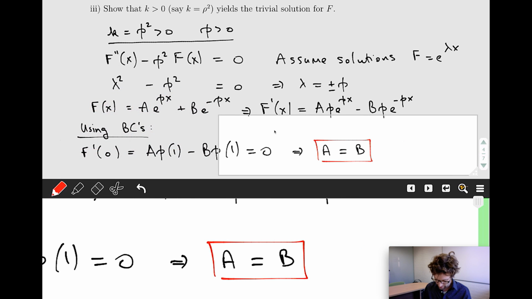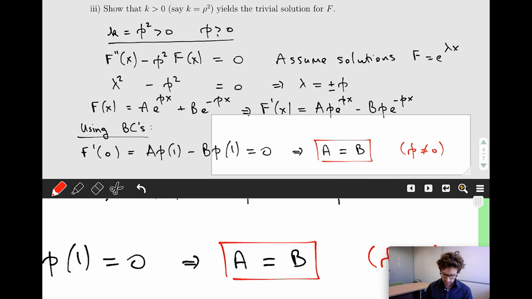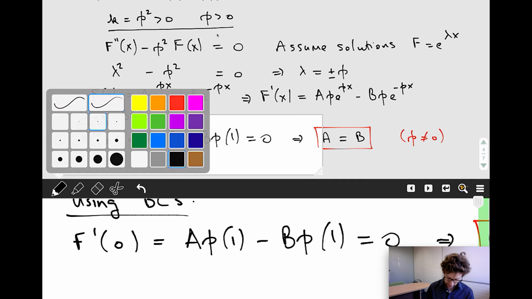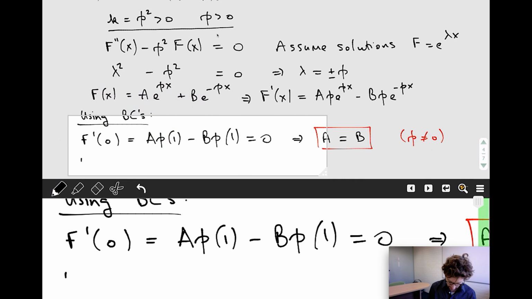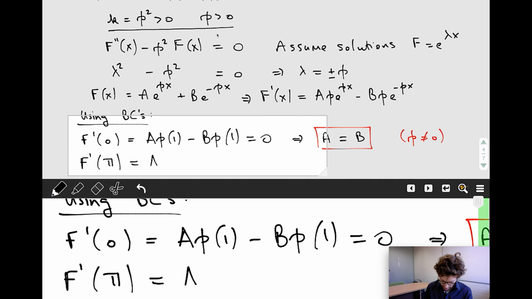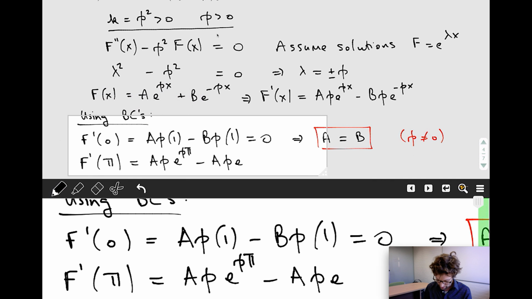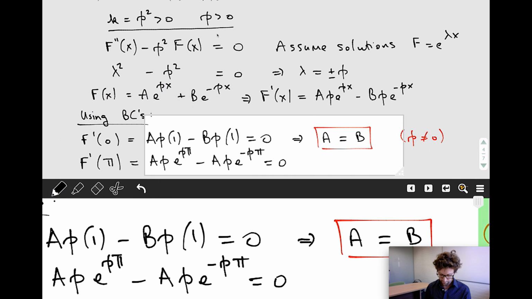And again, we've used the fact that p can't be equal to 0. We explicitly excluded that possibility at the beginning. So we have a is equal to b. We're ready now to look at the boundary condition at x is equal to pi. So a p e to the p times pi. We're going to use the fact that a is equal to b, so a times p e to the minus p times pi. And this is equal to 0.